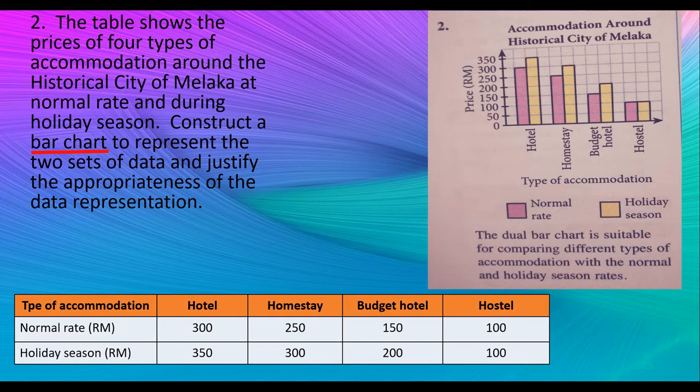How do we justify this data representation? The dual bar chart, you call it dual because they have 2, or you call it multiple if there are more than 2, is suitable for comparing different types of accommodation with the normal and holiday season rates. So I can see a lot of information here. For example, in the normal rate, which one is the cheapest? I can say it is the hostel. In the holiday season, which one is the cheapest? Again, it is the hostel.